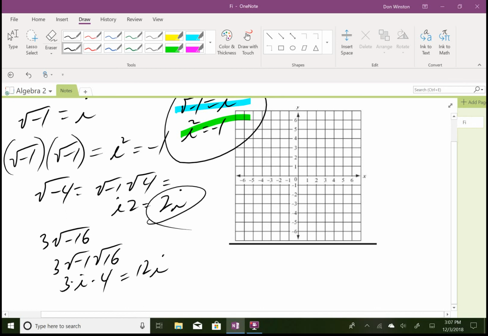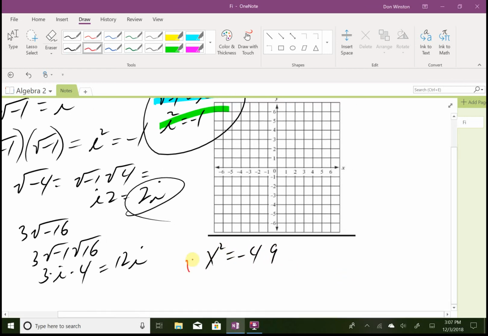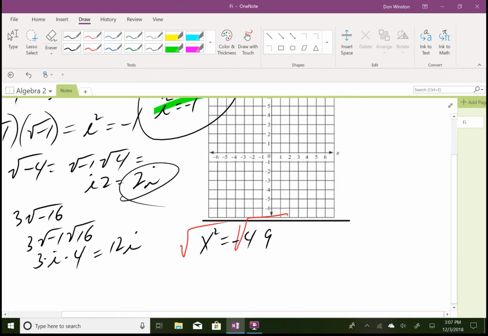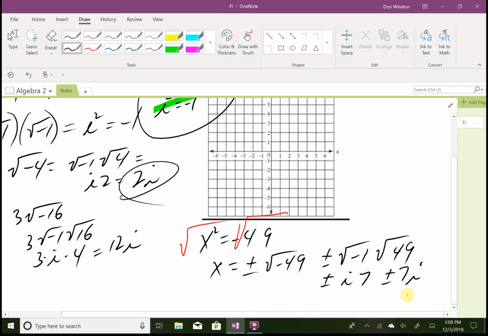Okay, just some more practice. If I solved x squared is equal to negative 49, take the square root of both sides. We get x is equal to plus or minus the square root of negative 49, which is plus or minus the square root of negative 1 times the square root of 49, which is plus or minus i. And the square root of 49 is 7, but we would write that plus or minus 7i.